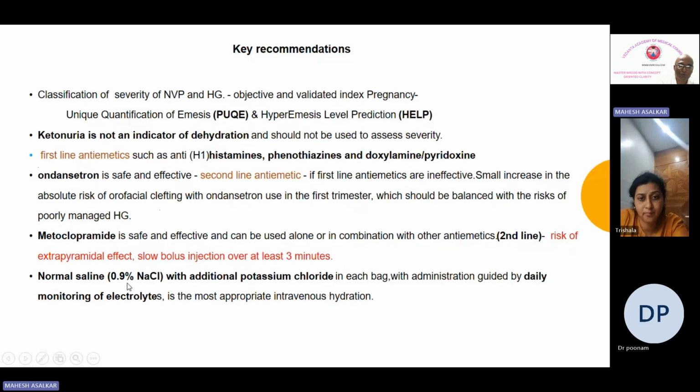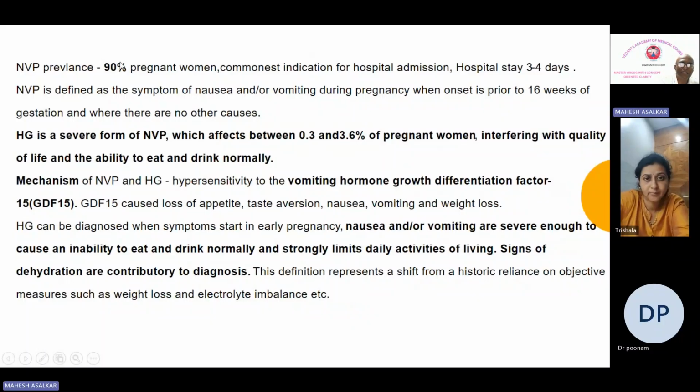Then coming to the fluid: normal saline 0.9% with additional KCl in each bag, with administration guided daily by monitoring of the electrolytes. That is the most important fluid which is used. Then what is the prevalence? They are asking about this figure: what is the prevalence of nausea vomiting in pregnancy? 90% of pregnant women have nausea and vomiting in pregnancy, and generally the typical hospital stay is 3 to 4 days. Nausea vomiting in pregnancy is defined as symptoms of nausea and vomiting during pregnancy when the onset is prior to 16 weeks of gestation, where there are no other causes.